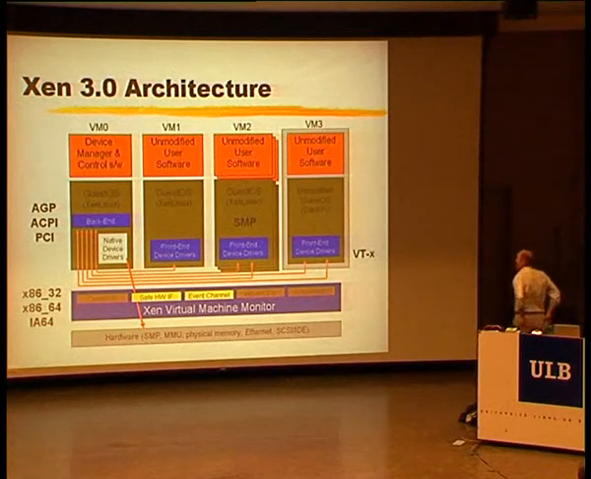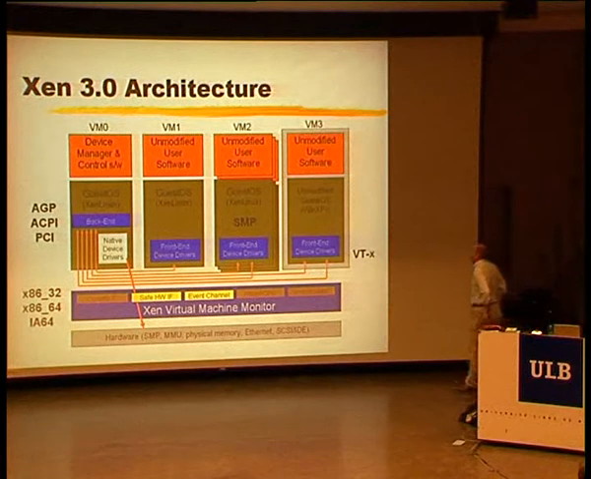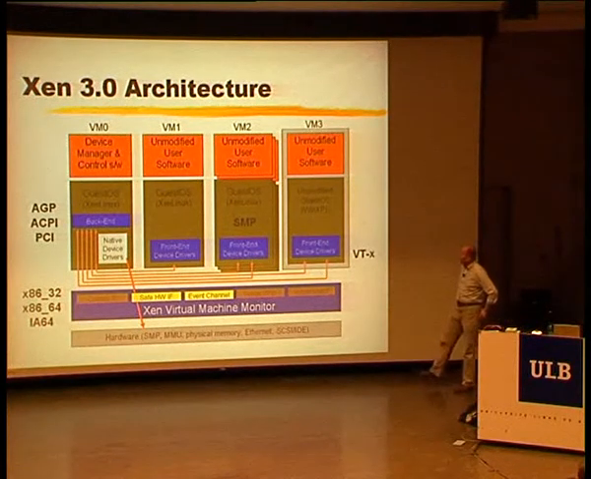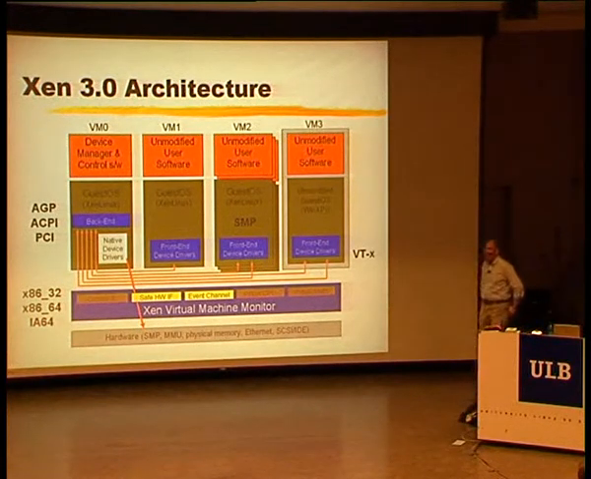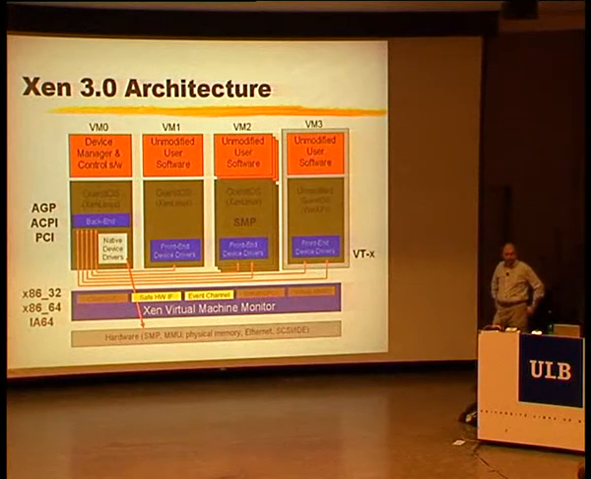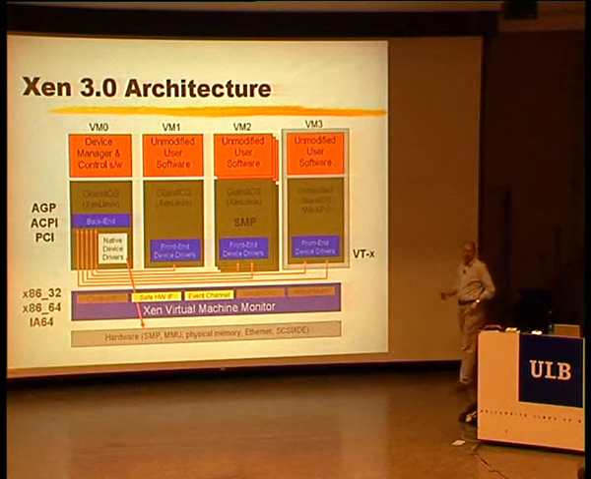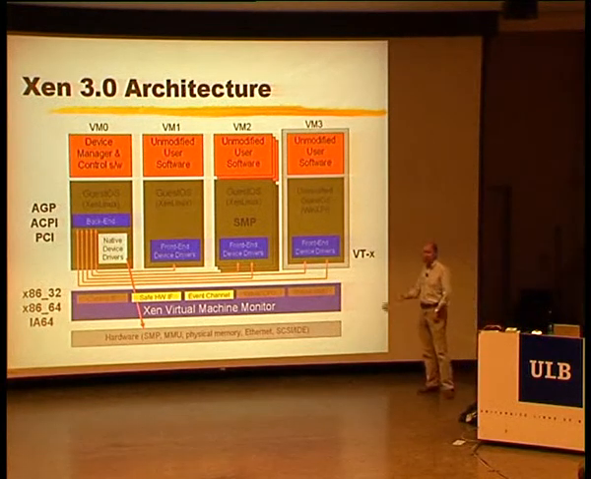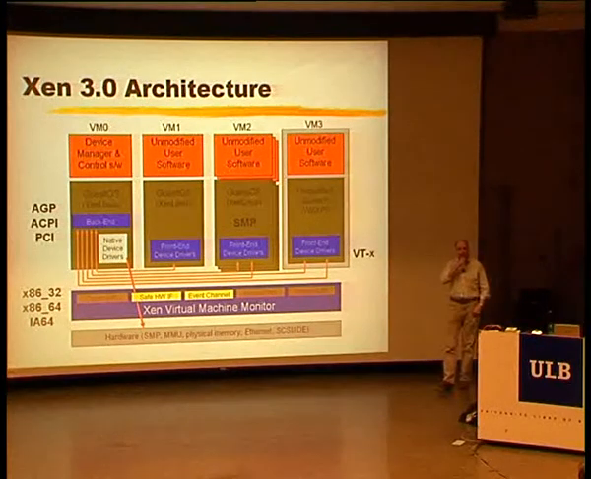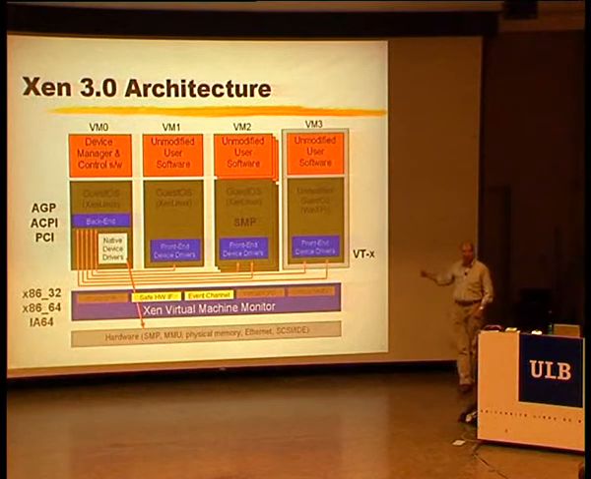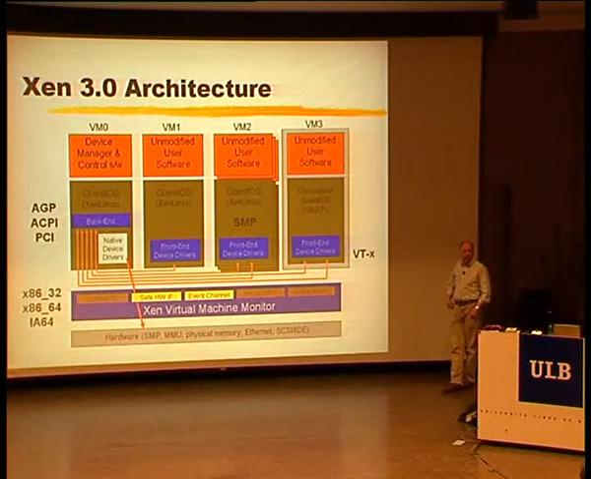Now, the other big thing that's happened is the x86 CPU vendors, Intel and AMD, have been adding extensions to their platform to make it easier to run unmodified operating systems, so ones that haven't been ported to Xen. So you can think of these as legacy operating systems which have yet to become enlightened and be ported to run natively on Xen. We can actually support them by making use of the Intel VT-x and AMD SVM extensions.